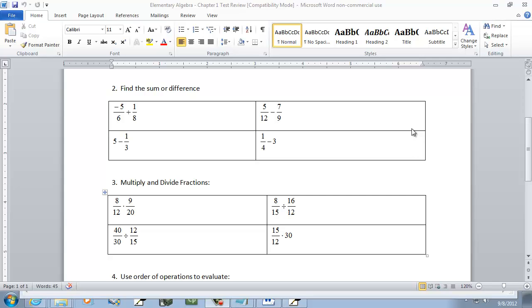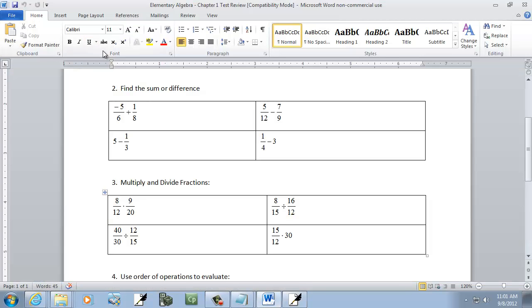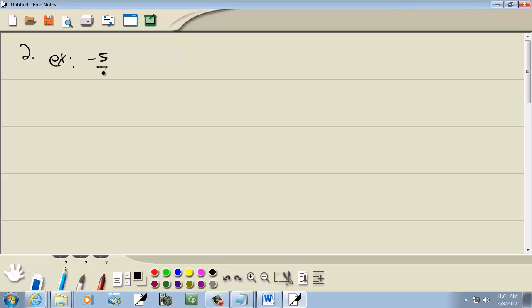Okay, you should also be able to add and subtract fractions using our rules on the negatives and positives. So let's take a look at some of these. Our first one, we have negative 5/6 plus 1/8.